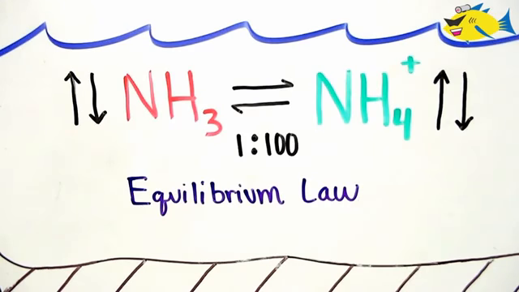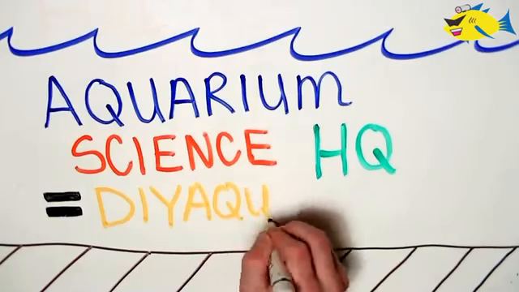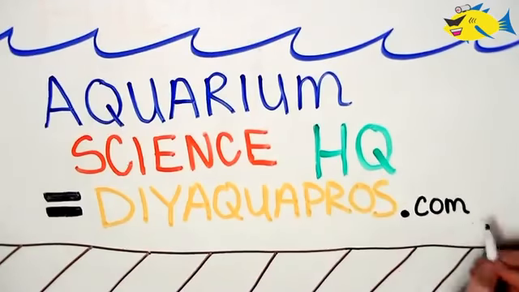The ratio between these two forms of nitrogen exists in an equilibrium and is strictly controlled by the pH of our aquarium. Several methods exist to remove this nitrogen, including biological filtration, consumption by plants and algae, and from doing routine water changes.